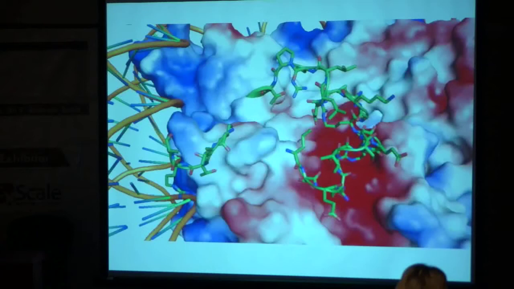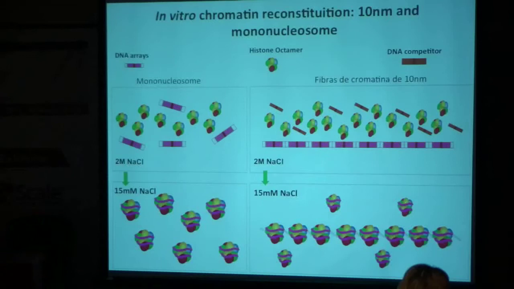To try if our first in silico peptides can have some effect on the chromatin, we basically reconstitute the chromatin in vitro. So how does it work? I got some DNA arrays. It's a 601, where this DNA has a strong positioning for the octamer. This octamer is extracted from chicken erythrocyte, and also a competitor, just to avoid some supersaturation.